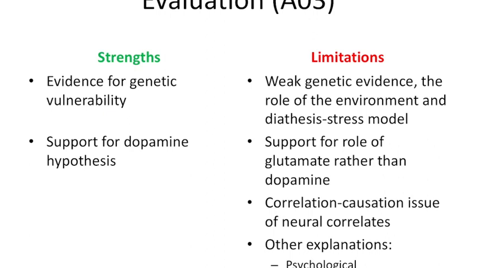So the strengths that we're going to look at are evidence for genetic vulnerability, supporting the genetic explanations, and also support for the dopamine hypothesis, which is the neural correlate explanation. Limitations, we'll look at obviously the issues with relying on family studies for genetic evidence. We'll be looking at the role of glutamate rather than dopamine. We'll be looking at the correlation causation issues of neural correlates. And then, of course, as we progress and we learn about psychological explanations and the interactionist approach, you'll be able to use these as limitations as well.